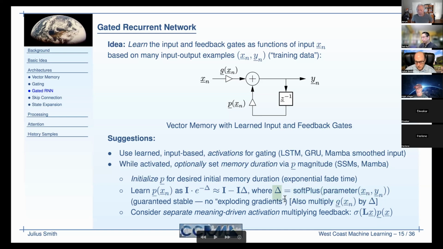That's your delta. They think of it as a time step for discretization, and then it's used as e to the minus delta. So your pole is e to the minus positive something, and they even add a little offset. So delta can't go all the way down to zero, and that means that e to the minus delta can't reach one, and that means this feedback loop is guaranteed stable. If you let the feedback go to one, then it rings forever. If you ever let it get greater than one, you've got your famous exploding gradient.